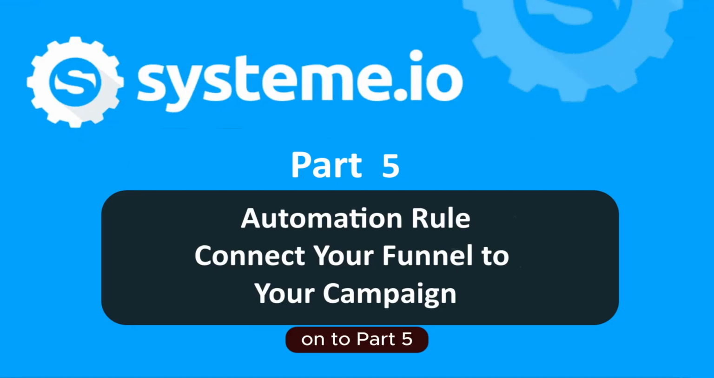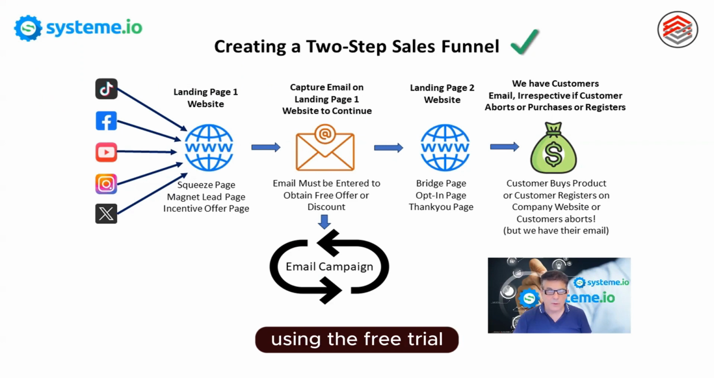Okay, now we move on to part 5, where we join everything together so our campaign can run automatically. This is done through an automation rule where we connect our 2-step funnel to our campaign. Let's recap what we've achieved so far. Using the free trial of Systeme, we're able to create a 2-step sales funnel. We saw the ability of creating a squeeze page, magnet lead page that has an offer too good to refuse, enabling the potential customer to put in his email. The email is captured, and we go on to the bridge page where the client or customer can make his purchase.